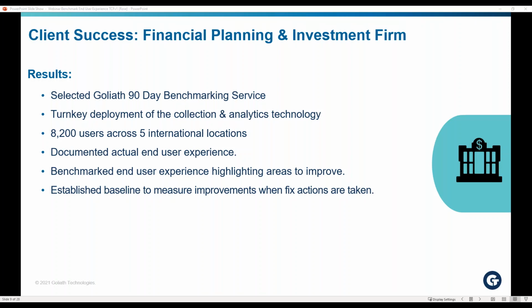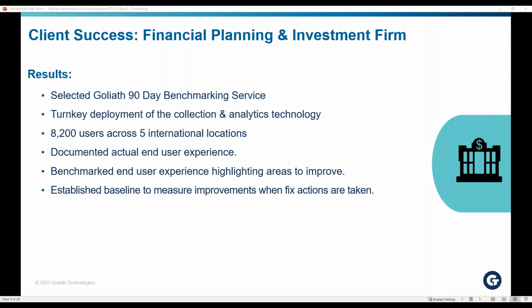But so they decided on a benchmarking service. We did a turnkey deployment. So that means we sort of did the white glove treatment, right? They gave us access. They requested a server. We got all the particulars done in terms of change control, etc. And so we set about our work.